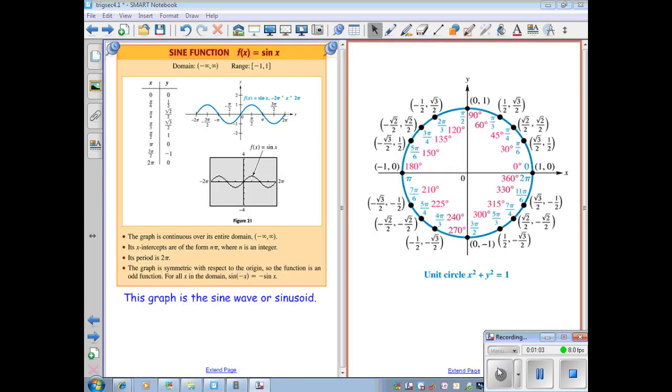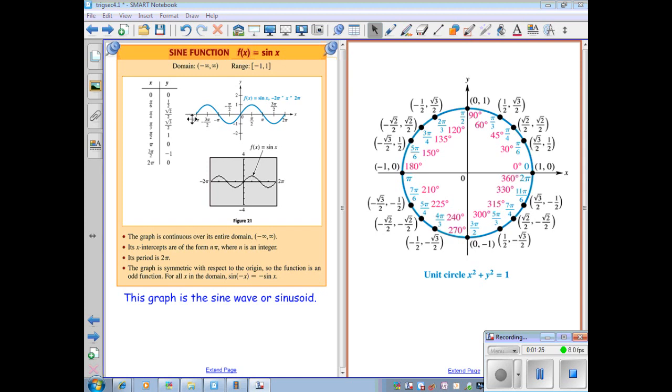The right side of the screen gives us a unit circle, which we should be familiar with. It has a radian measure of an angle or a degree measure of an angle and the associated terminating point on the unit circle itself that represents the sine of a radian measure, which would be the y value, or the cosine of a radian measure, which would be the x value.